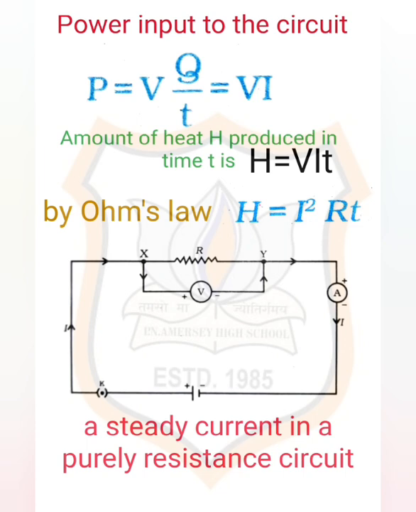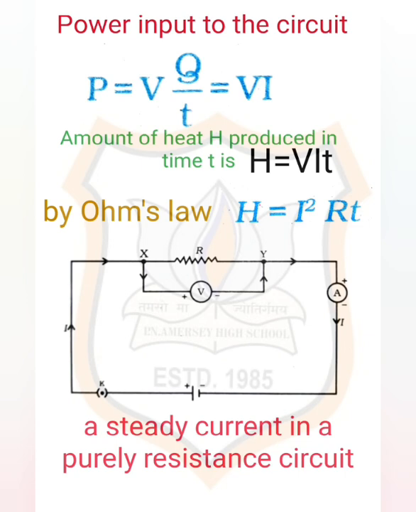Therefore, the source must supply energy equal to VQ in time t, and hence the power input to the circuit by the source is P is equal to V into Q upon t. But we know that Q upon t, charge per unit time, is known as current. So we can write VI instead of that. Now the energy supplied to the circuit by the source in time t is P into t, power into t, that is VIt.